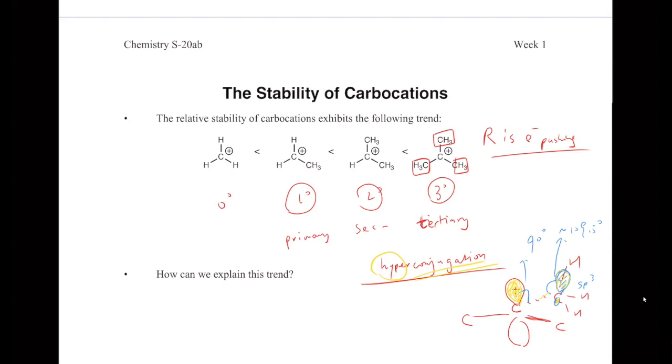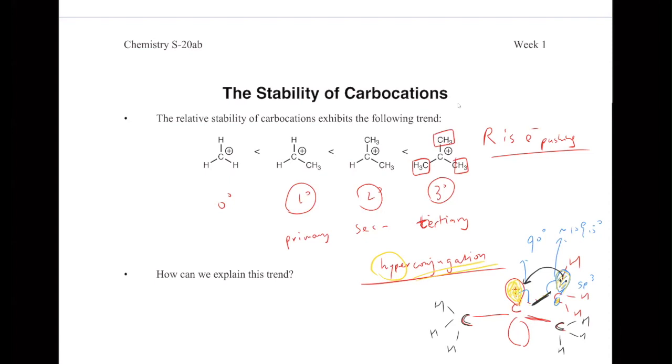But this kind of super weak conjugation still works because there are two electrons here. So these two electrons can help to stabilize the empty p orbital, which will make the carbocation more stable. So think about it: if there are more CH bonds or CC bonds connected, there will be more chance to have this kind of hyperconjugation, because we know this bond can be freely rotated. So you get more chances to have the hyperconjugation.